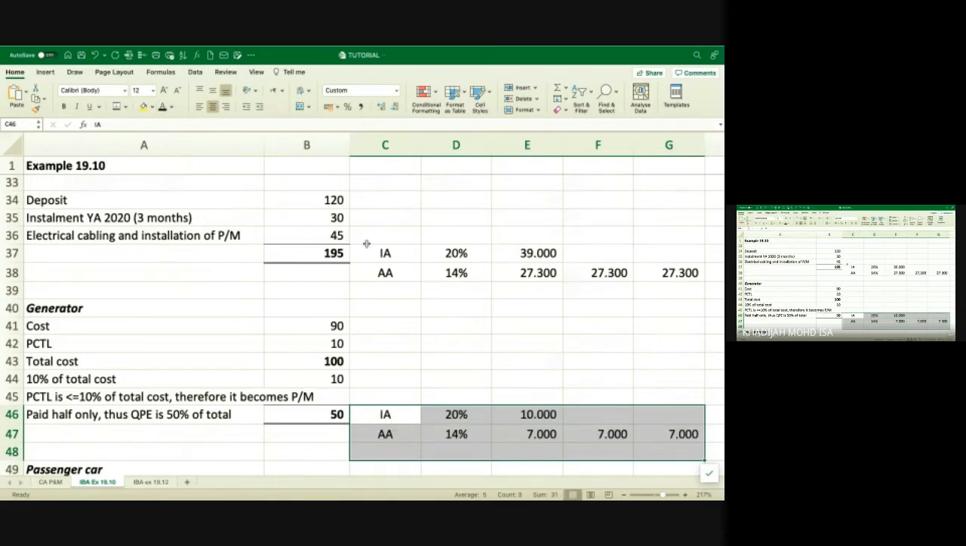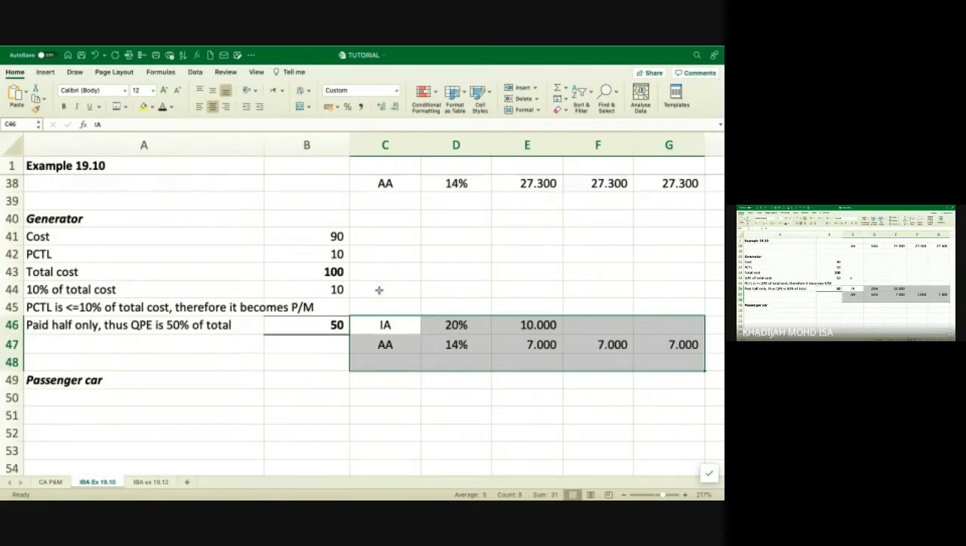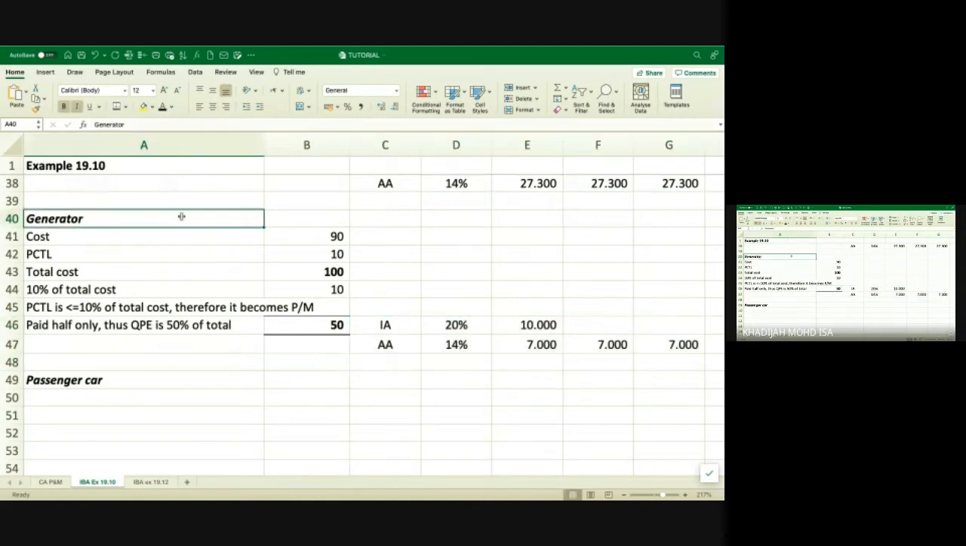So your IA and AA, 20%. Again, is a generator. It's a plant and machinery. So that's why the rate is 20% and 14%. So that is in YA 2020 as well. And then 50,000, 20%, 14% is 7,000.